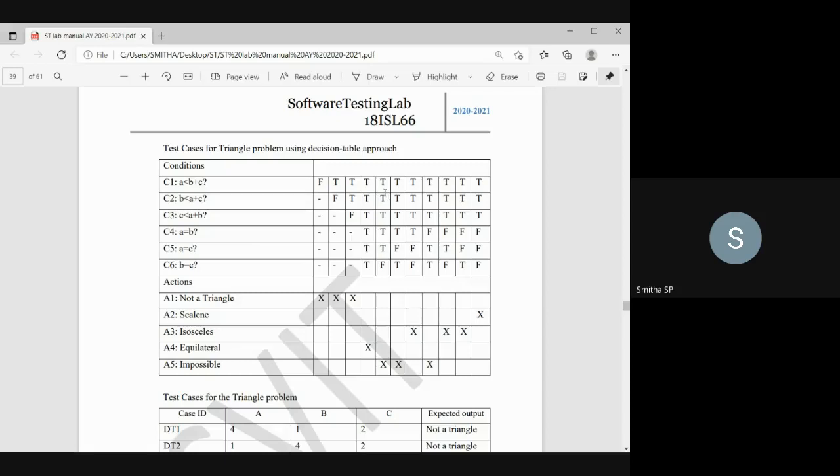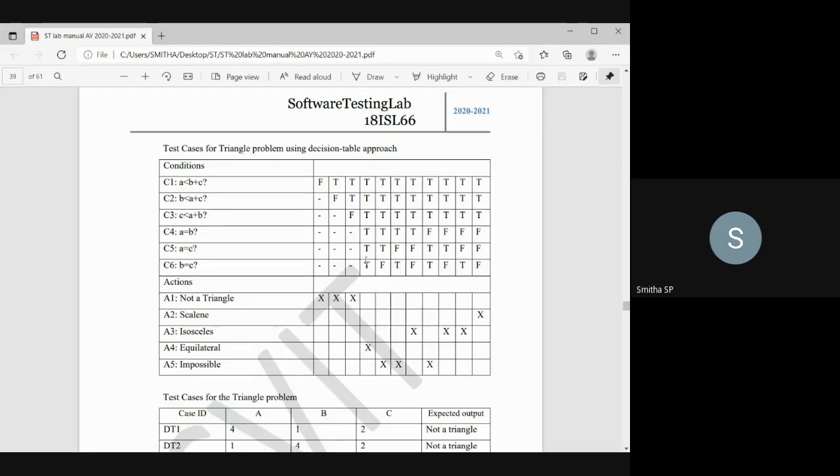Next, moving to the fifth rule. Here the C1, C2, C3 conditions are satisfied. Fine, it is framing a triangle. Moving to the fourth condition, A equals B. Yes, it is true, satisfied. The fifth condition, A equals C, true, it is also satisfied. Then go and check the sixth condition, B equals C. The entry has given us false.